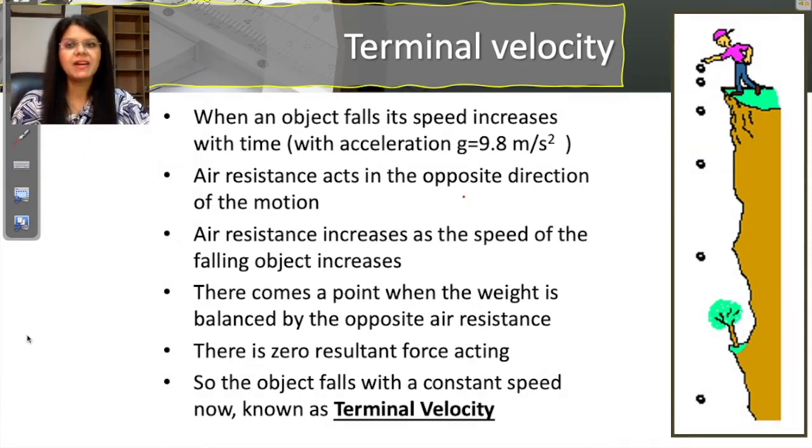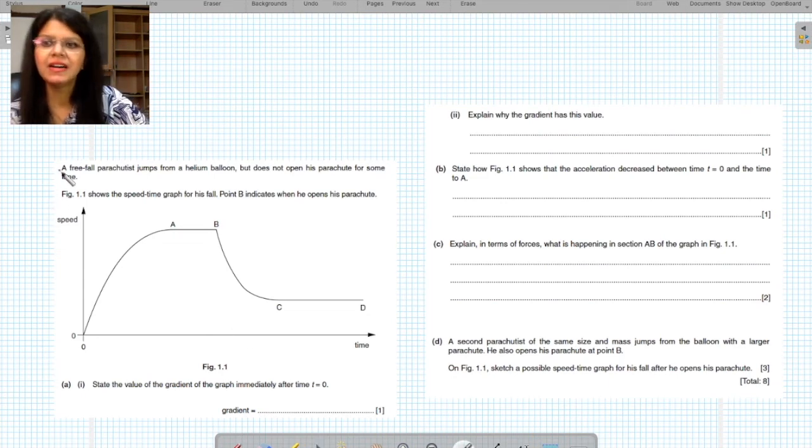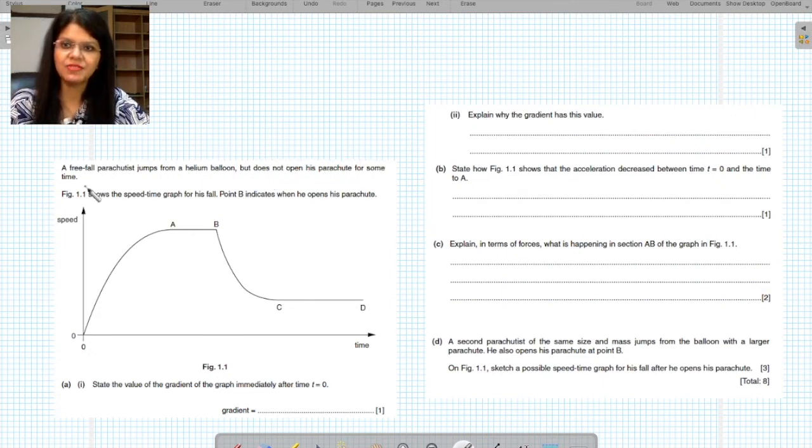Alright, so now we'll take up a past paper question, an examination style question, to understand the concept of terminal velocity. So here we have a question. A free fall parachutist jumped from a helium balloon. So a parachutist is jumping from a helium balloon but does not open his parachute for some time. The figure here shows the speed time graph for his fall. Point B is the point when the parachute is opened, right?